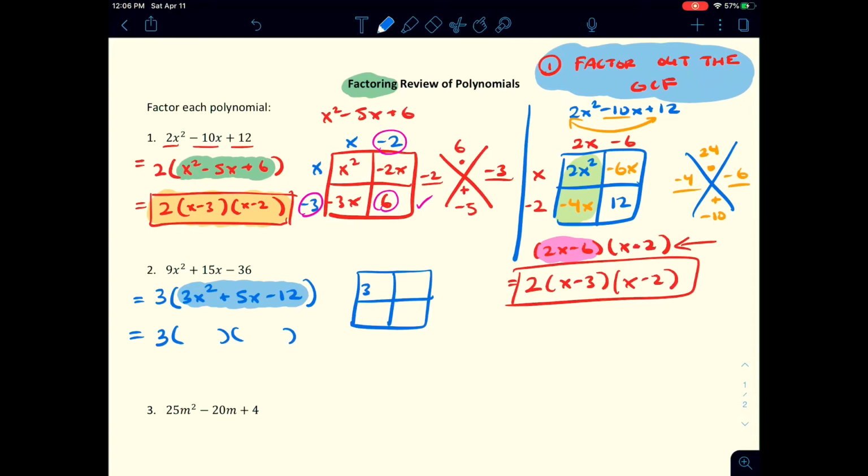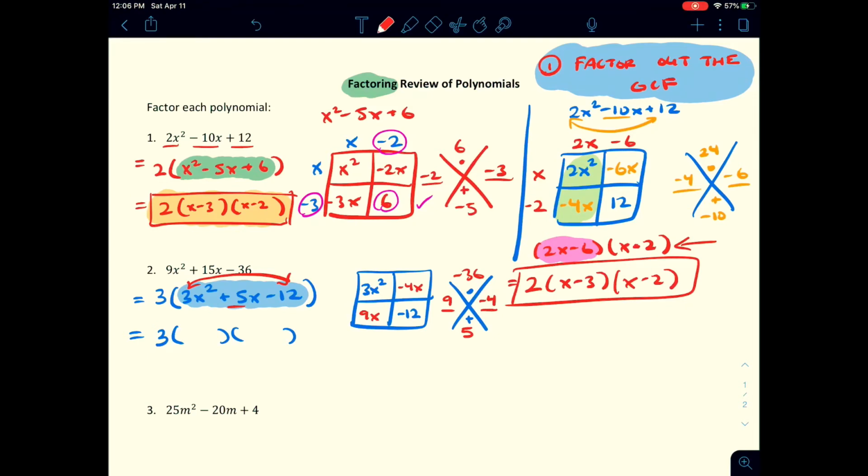First box, first term, last box, my constant, and then from there I'm going to create an X. To figure out the product, you want to make sure you multiply the 3 and the negative 12. That gives me negative 36. The bottom, the sum will be 5 because that's the coefficient of my middle term. We want to ask ourselves what two numbers multiply to negative 36 and add up to 5. That would be 9 and negative 4. So I know I'm going to put 9x here, negative 4x here.